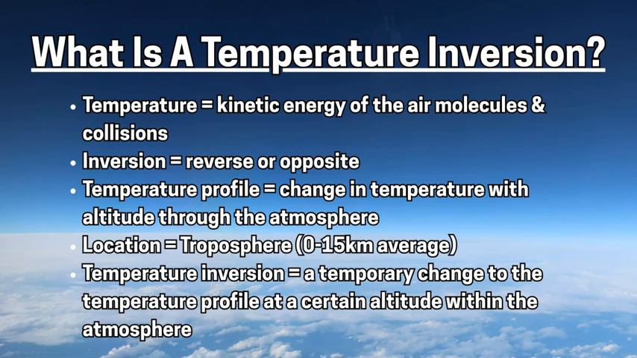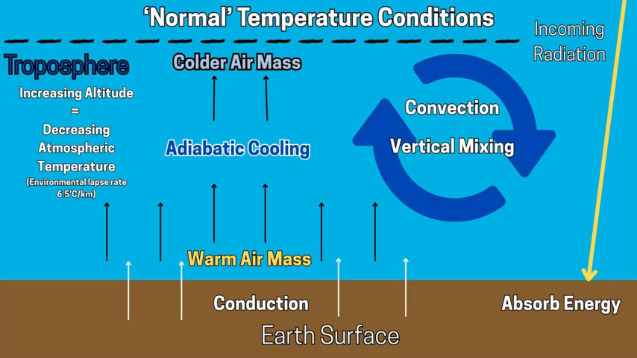So a temperature inversion will be defined as a temporary change to the temperature profile at a certain altitude within the atmosphere. So we're looking at a difference in what to expect at a certain altitude within the atmosphere. A temperature inversion is something that's reversed or opposite to what normally happens in the atmosphere.